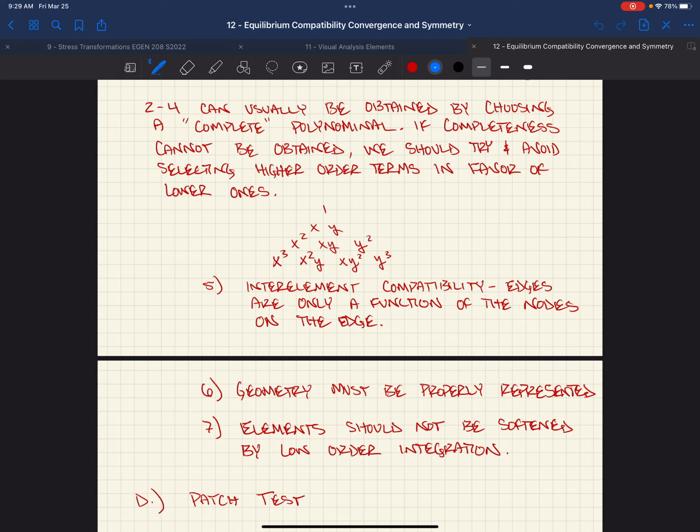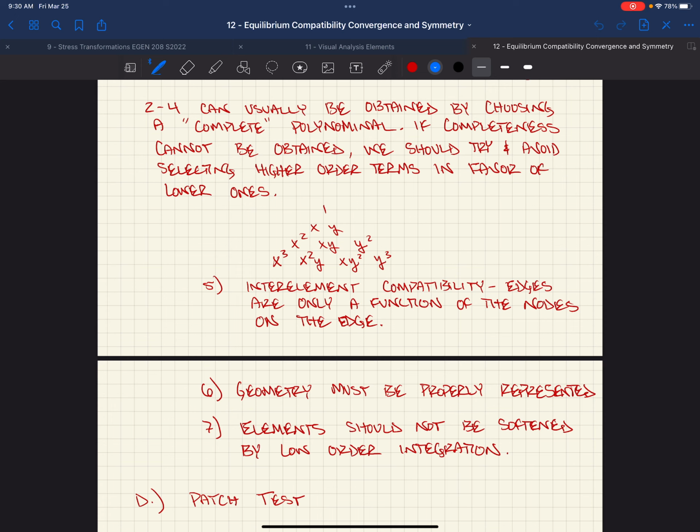Okay? Inter-element compatibility, edges are only a function of the nodes on the edge, right? If we didn't have that compatibility, the ability to get convergence is gonna be kind of tough, right? Because you're not gonna have that inter-element compatibility as we go across. Geometry must be properly represented. Obviously, if we're trying to match an exact answer for a mathematical model, which is a simplification of the real world, we want to model it geometrically properly. We need to model what's going on. And so we need that for convergence.